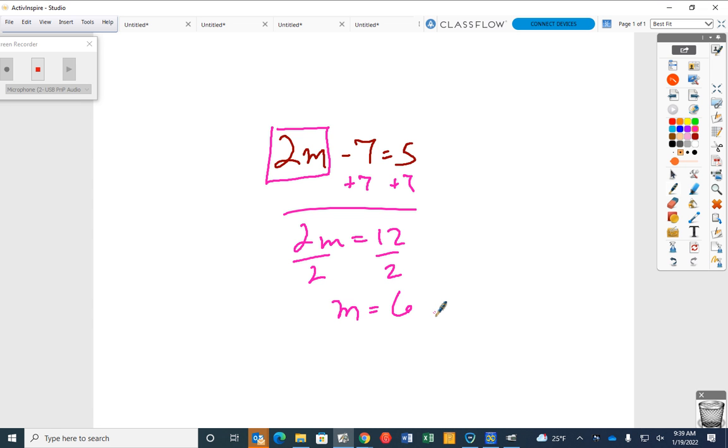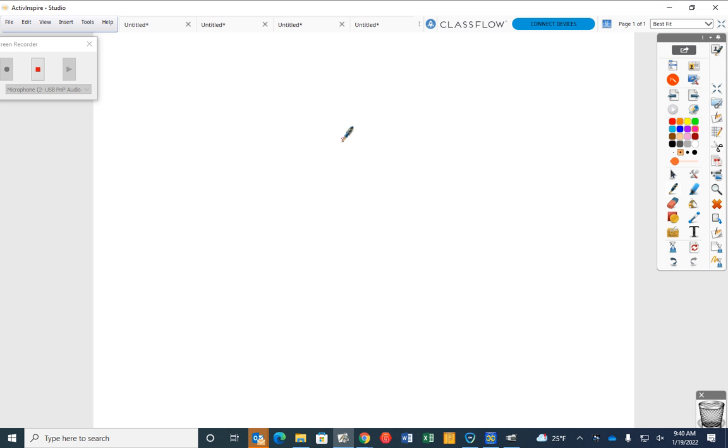Next one. 3 more than the quotient of a number and 2 is 7. 3 more. What did you automatically do when I said 3 more? The quotient of a number and 2 is 7. Okay, solve it.